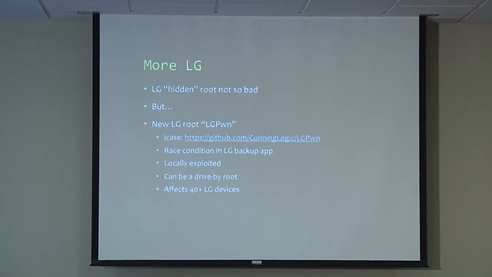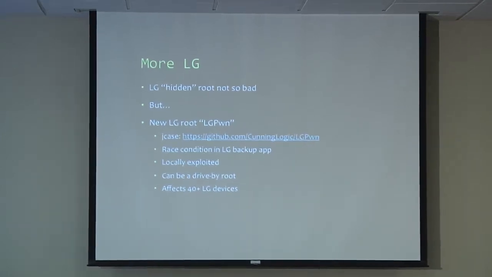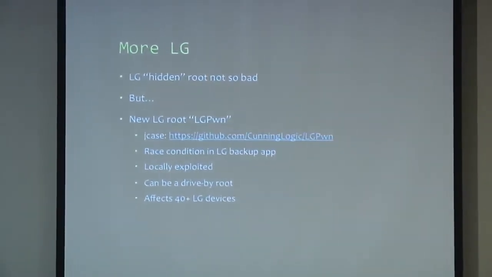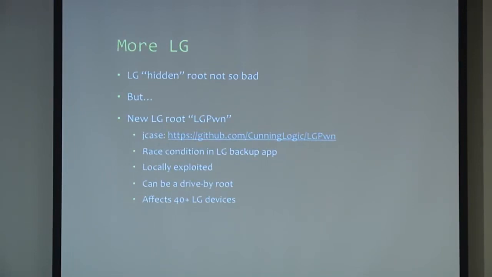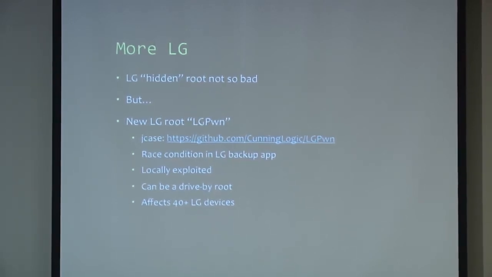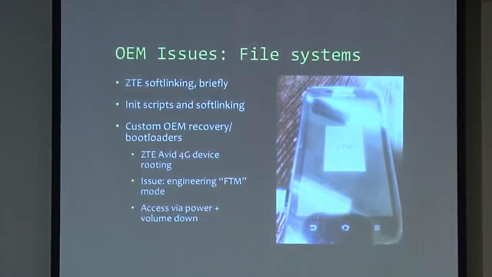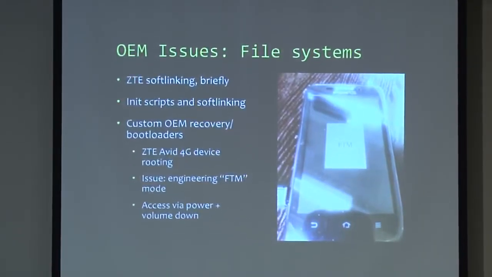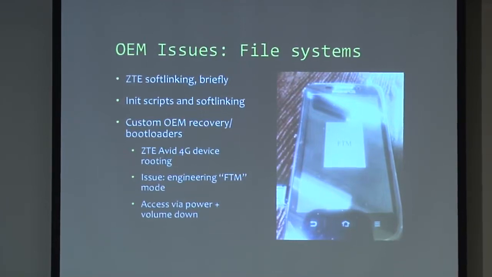So I'll harp on this later, but LG makes a backup app. This is one of those carrier apps that doesn't need to be on the device, because Android does backup, right? There's the Android backup app. There's a race condition in this app. He was able to locally exploit it. And you could potentially leverage this vulnerability to the point where it's a drive-by root: if you have access to someone's phone for a minute, you plug it in, you root it, and you install whatever you want on it. So this was a really bad one. First one, not so bad. This one's pretty bad. This ZTE device was just a cool device because it basically roots itself.